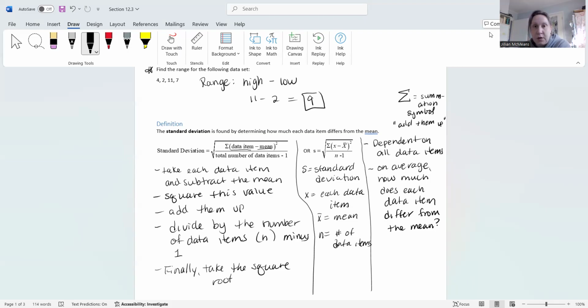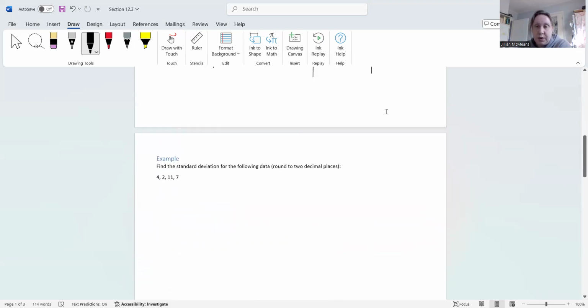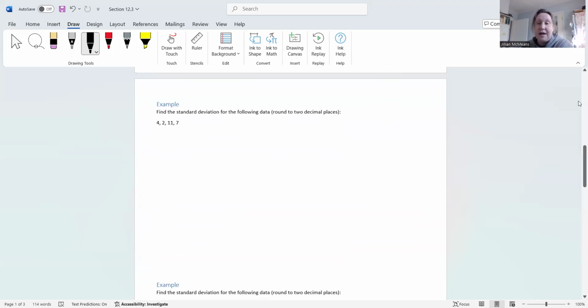So let's practice, okay? So the first data set we're going to look at is pretty straightforward, okay? We have that same data set that we just used to calculate the range. We've got the data items 4, 2, 11, and 7. So just so you remember, standard deviation, you take each data item, X, you subtract the mean, which is X bar. For each of those, you square them individually, and then you add them up. And then you want to divide by n minus 1.